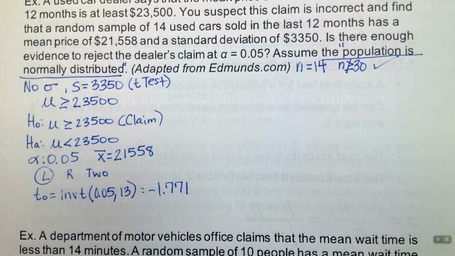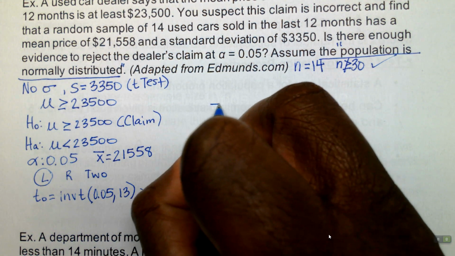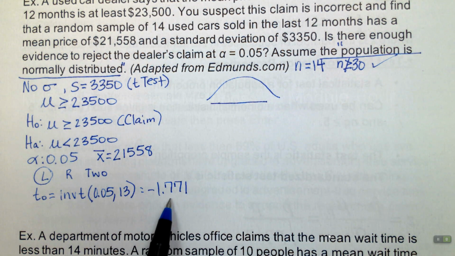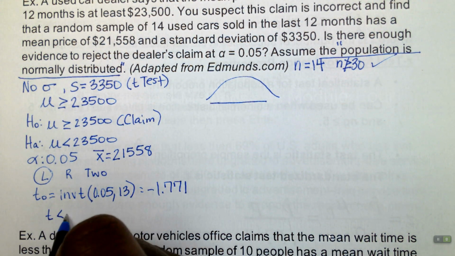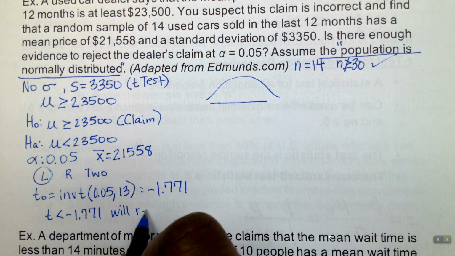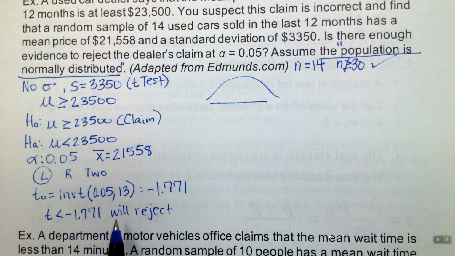So now I'm ready to run my tests in the calculator. All right, so if you need to graph, I like to graph. You don't have to graph, because what this states is any t that we come up with that's less than negative 1.771 will reject. If you don't want to draw the graph, remember, this is a left tail test, so that means we're looking at the left. So any t that's less than negative 1.771 will reject.